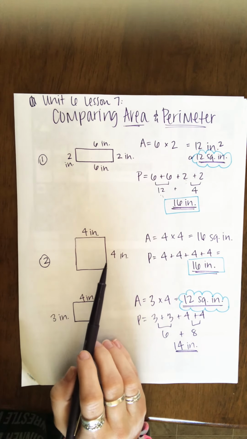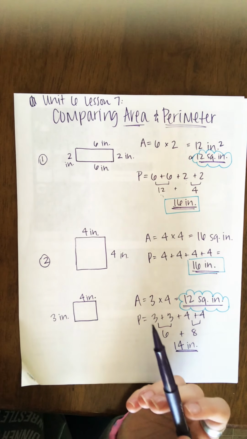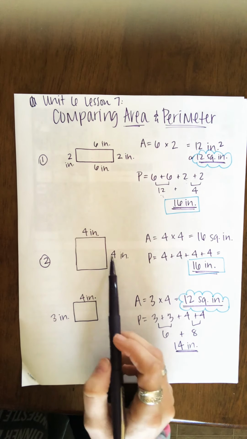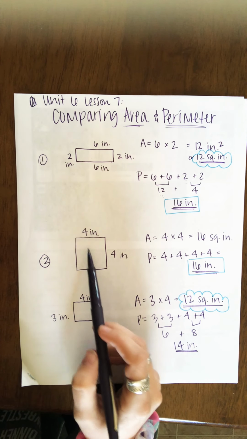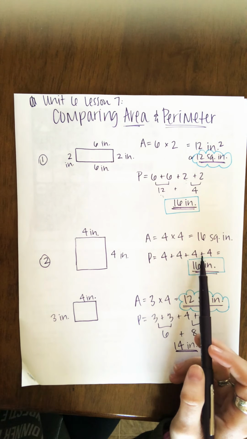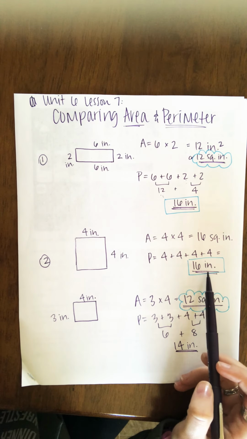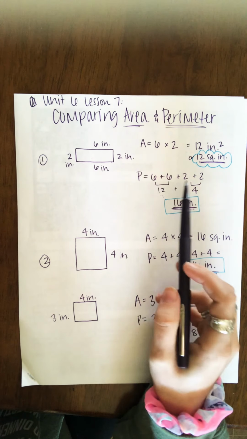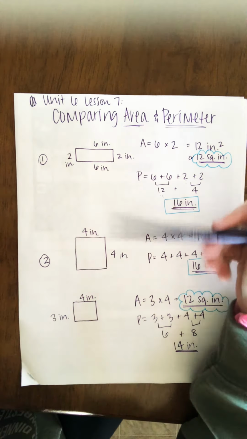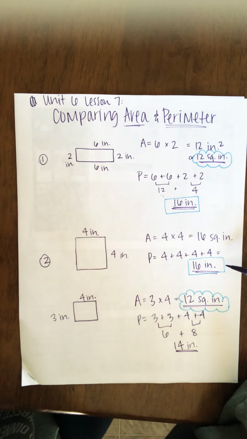Then this one here, it is a square, which remember is a type of rectangle. So I know that if I know 2 of the side lengths, or even just 1 if it's a square, I know all 4 of them. So I added 4 plus 4 plus 4 plus 4 to get 16, which is the exact same thing as adding 6 and 6 and 2 and 2. So it's different ways to get to the same number. So even though they look totally different, they can have the same perimeter.